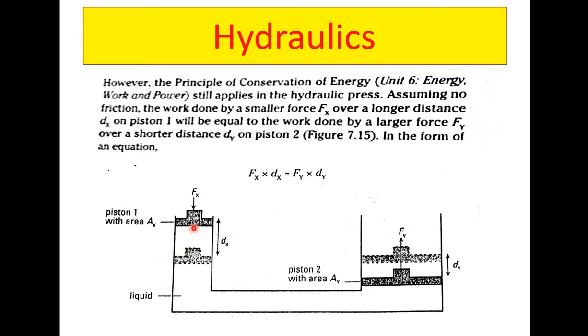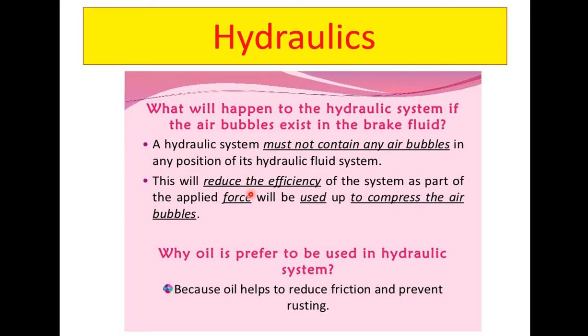So this over here and over here should be the same. Fx times dx is the work done over here, and Fy times dy is the work done over there. They should be equal, right? Okay, let's see.